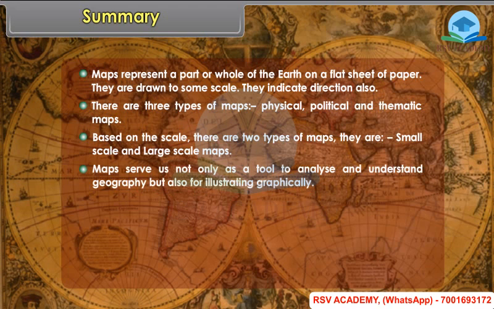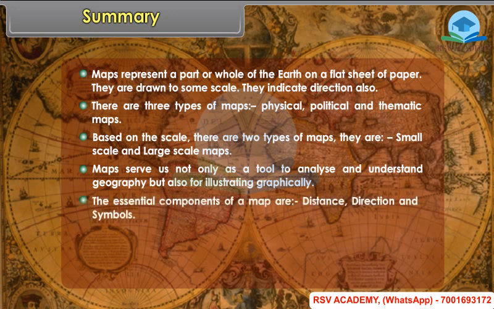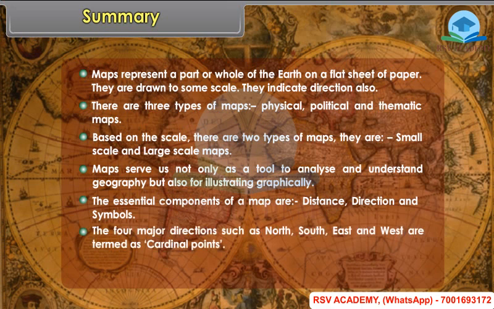Maps serve us not only as a tool to analyze and understand geography, but also for illustrating graphically. The essential components of a map are distance, direction, and symbols. The 4 major directions such as north, south, east, and west are termed as cardinal points. Symbols.